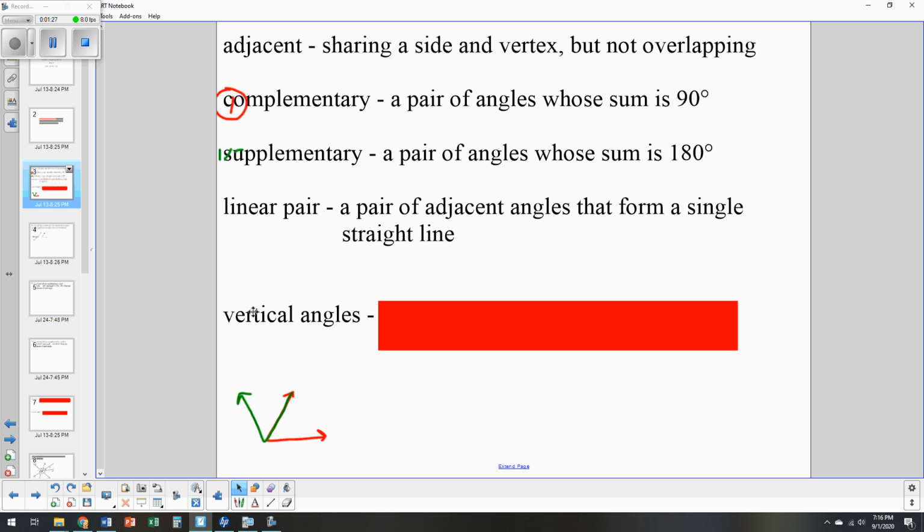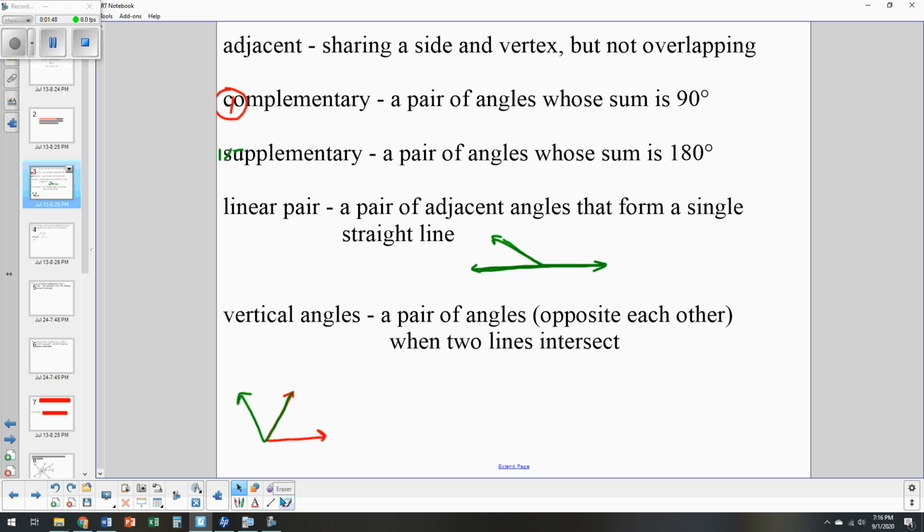A linear pair is a pair of adjacent angles that form a single straight line. So it would be angles that look like this, except once connected, they made one single straight line. So this line right here is one single straight line. And then vertical angles are a pair of angles that are opposite each other when two lines intersect. So if I had two lines intersecting, the angles that form opposite each other, like here and here, or like here and here, are considered vertical angles.